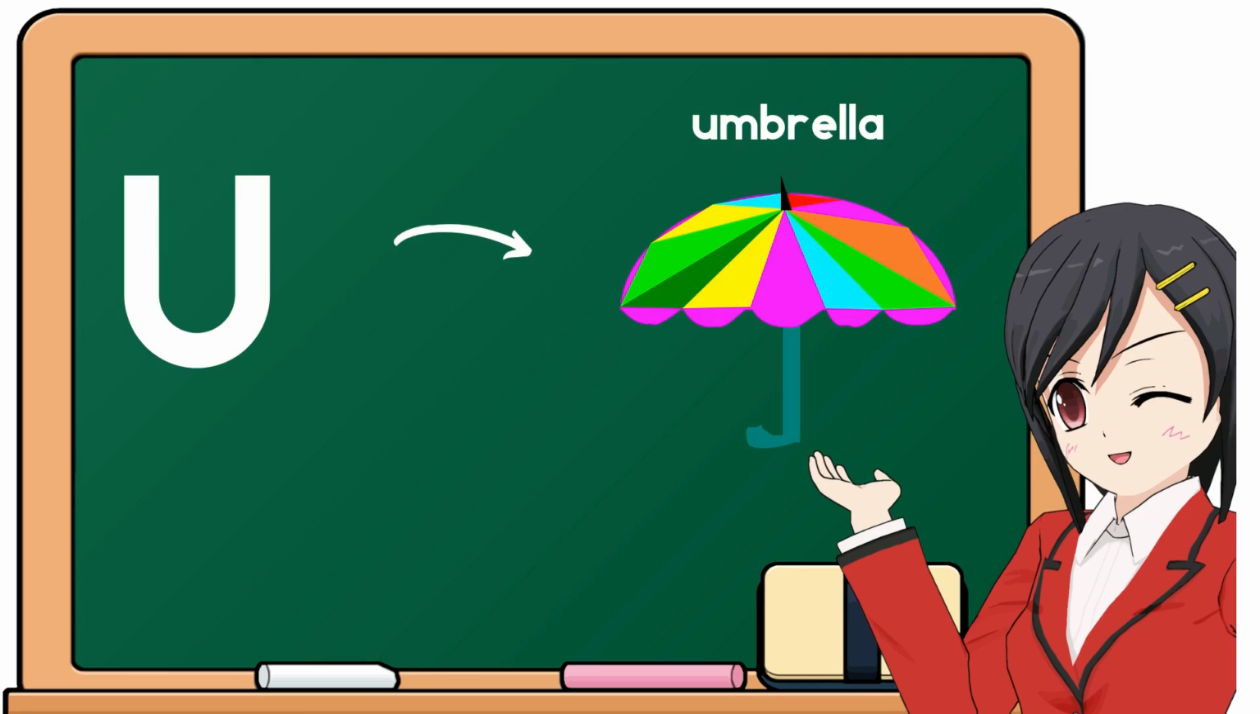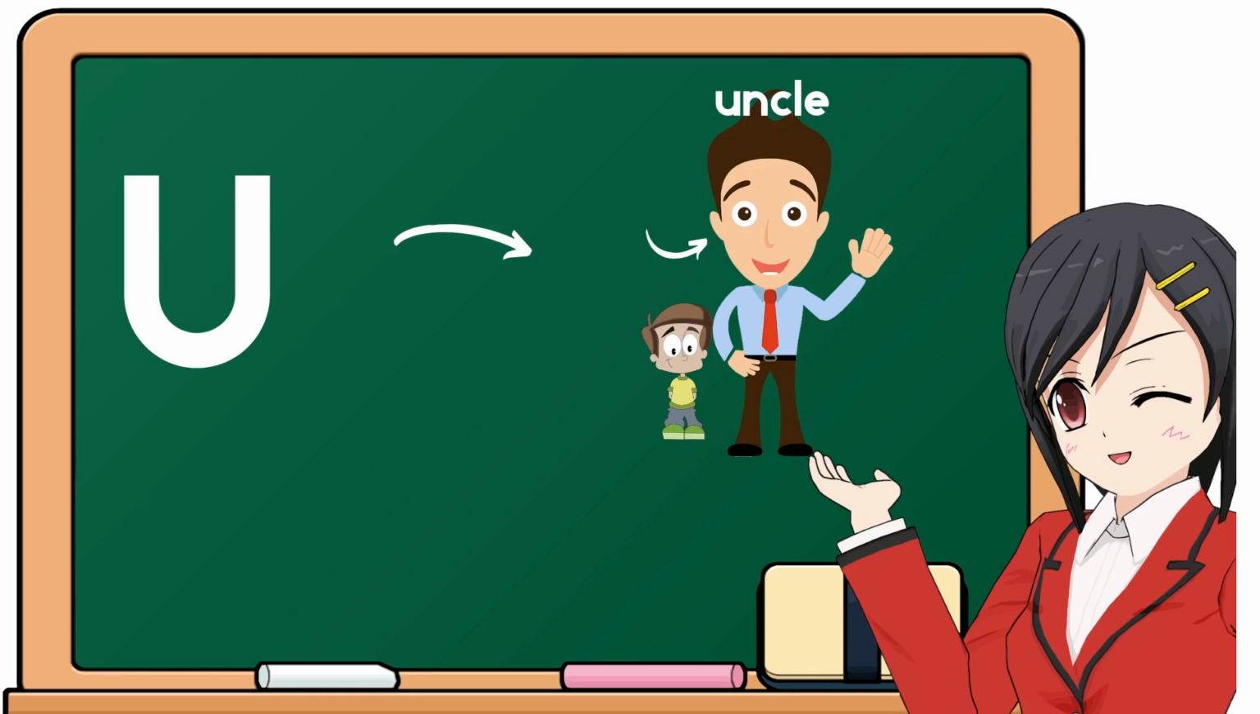Let us name some objects that begin with letter U. The sound of U is uh, and U is for umbrella. Again, umbrella. Okay? U is for uncle. Again, uncle.